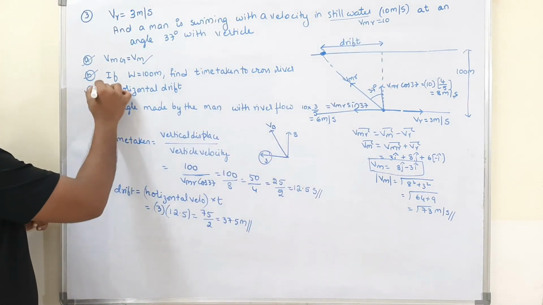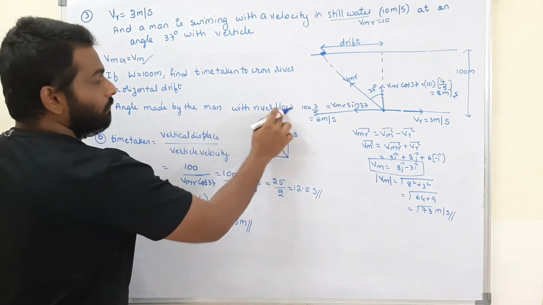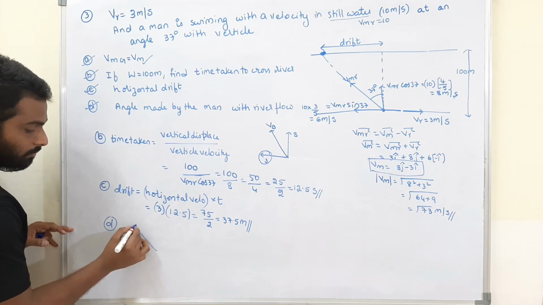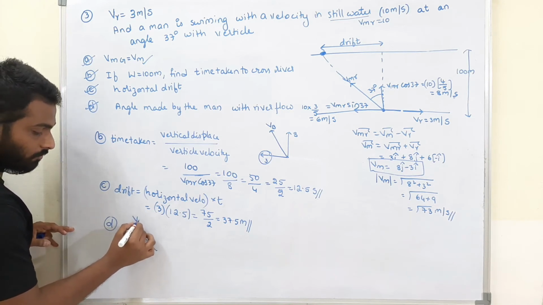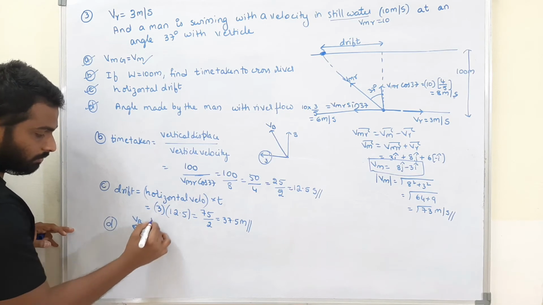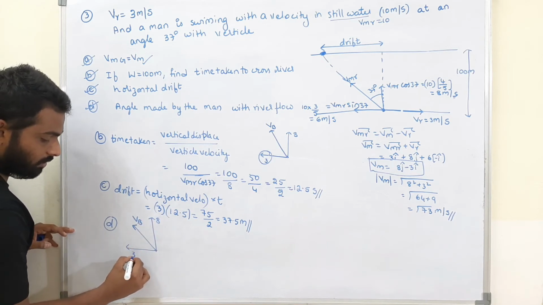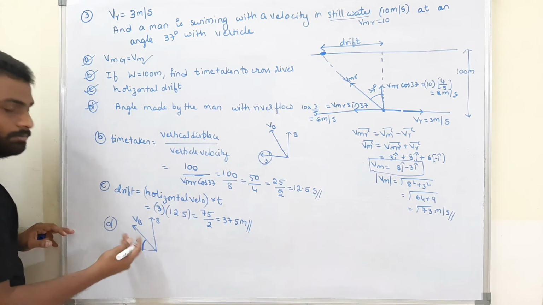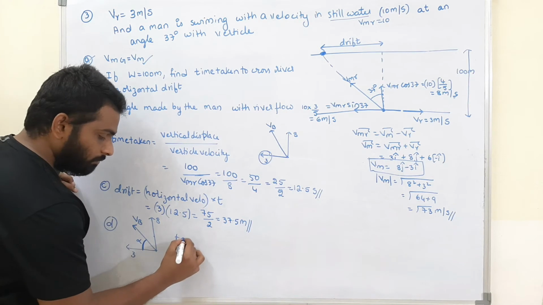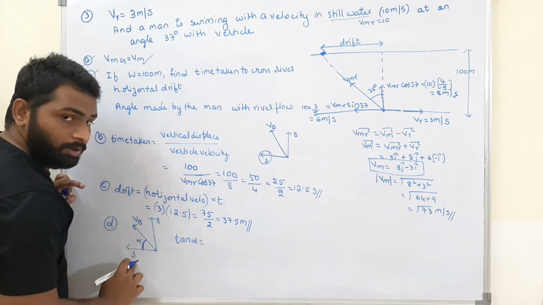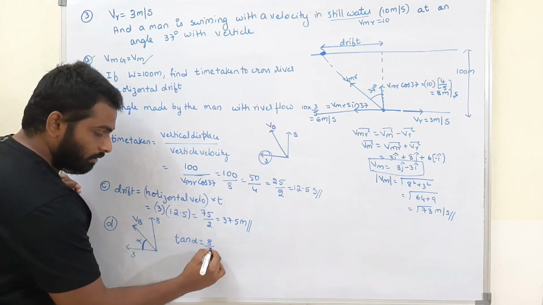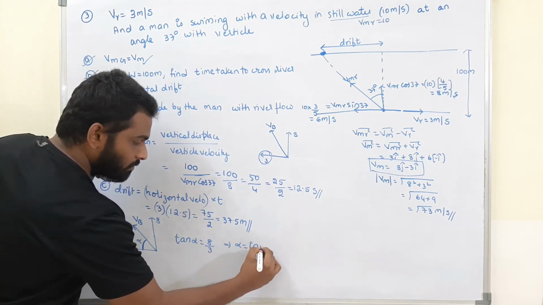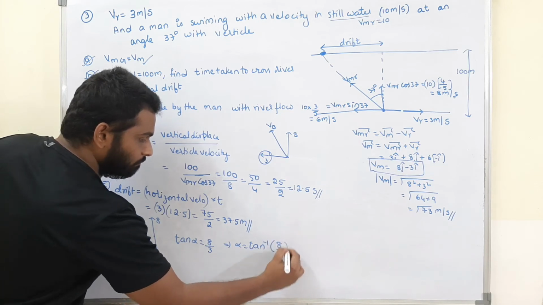Now the last one. The angle made by the man with the river flow. Same figure. This is the velocity of man. This is 8. This is 3. Now this is the angle made, assume alpha. Now what is tan alpha? Tan alpha is equal to perpendicular by base, that is 8 by 3. So alpha is equal to tan inverse 8 by 3.